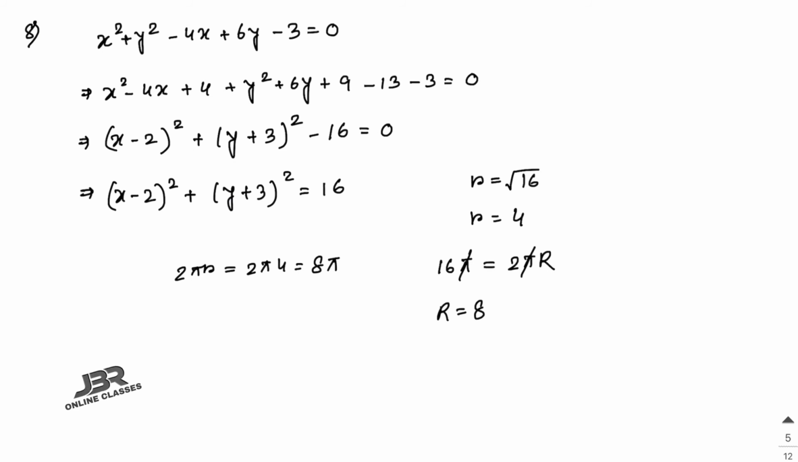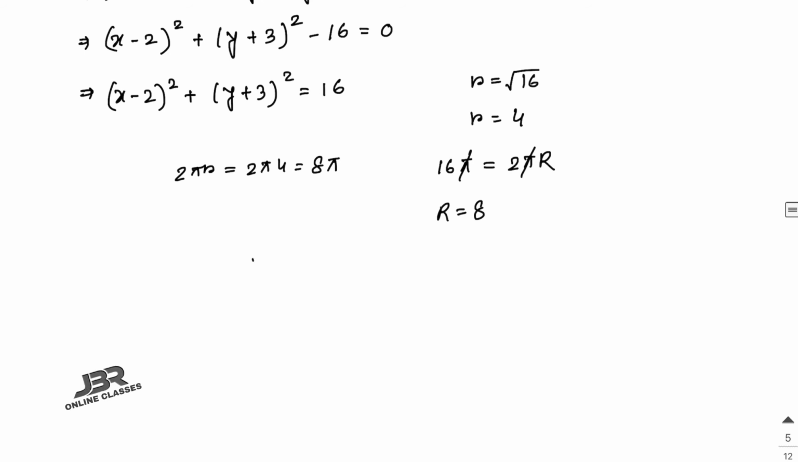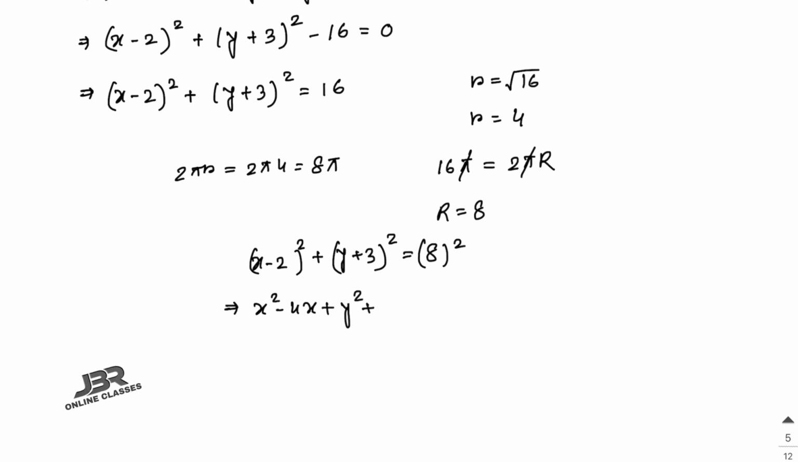And as both the circles have the same center, the equation will be x minus 2 whole square plus y plus 3 whole square equal to 8 square. So you can write x square minus 4x plus y square plus 6y plus 13 minus 64, so minus 51, equal to 0 as your answer.